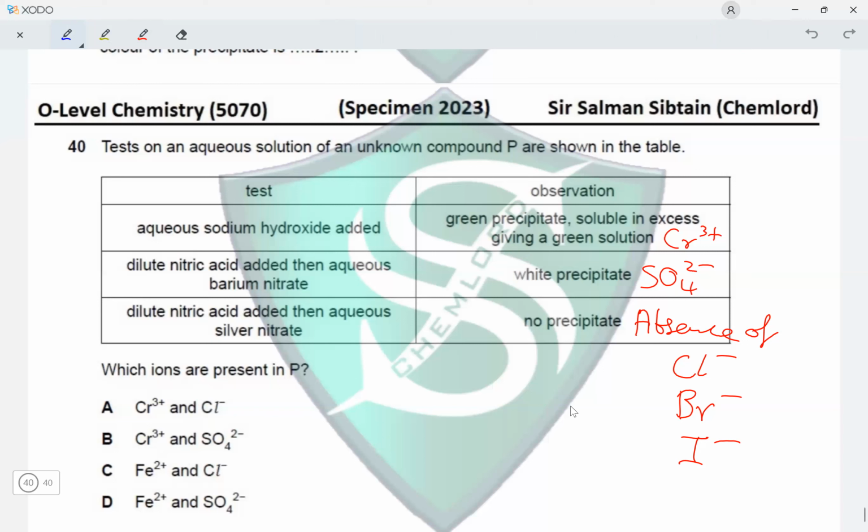So, what we have concluded is that in our unknown compound, chromium ions and sulfate ions are present. Option A contains chromium and chloride. Chloride is absent. Option B contains chromium and sulfate. Option B is the correct option. Option C contains iron and chloride. Neither iron 2+ nor chloride ions are present. And option D contains iron 2+, which is not present, and sulfate, which is present. So, both ions that are present, chromium 3+ and sulfate ions, are present in option B, making option B the correct option for this question.